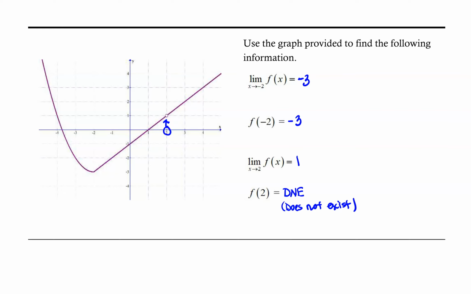So what this particular pair of questions highlights is that it is possible for a limit to exist as x approaches a particular value. So in this case, as x approaches 2, it's possible for a limit to exist even though the function is not defined at 2. That limit can still exist.